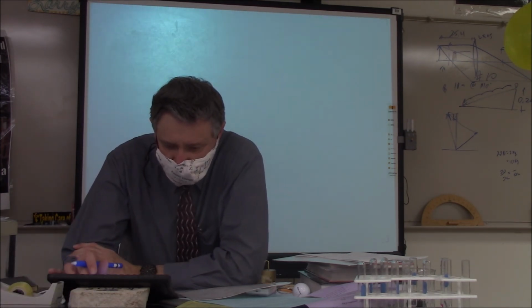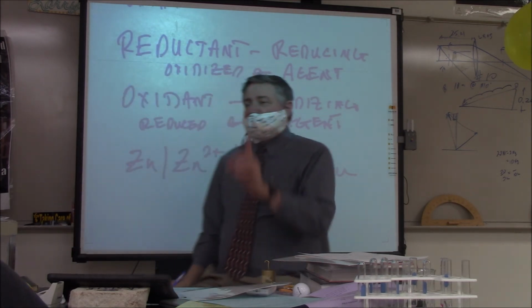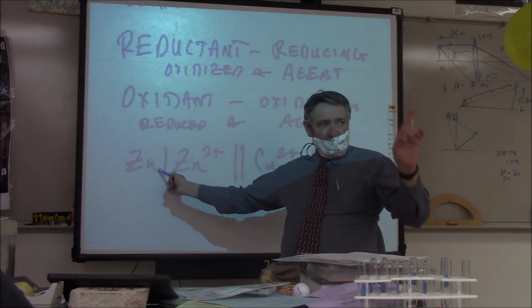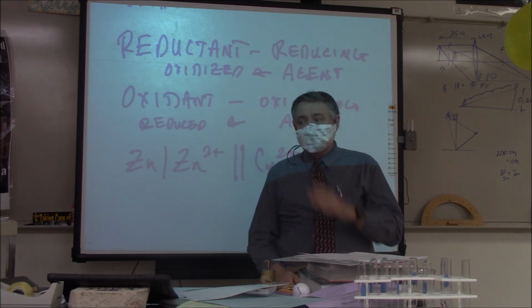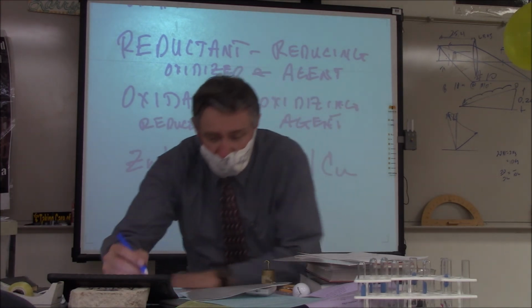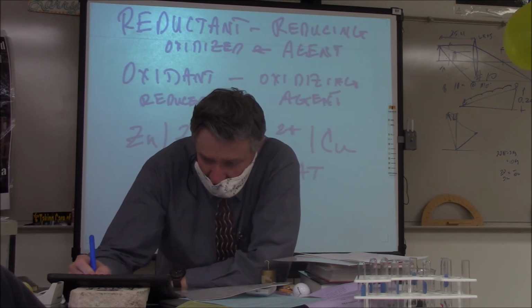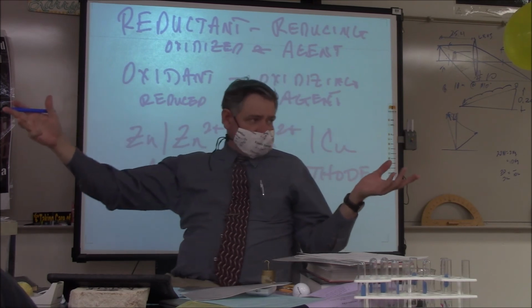Okay. So what we did in the standard line notation, here's what happened. Was the zinc my anode or my cathode? Anode. Why? Because it was oxidized, because the zinc gave up its electrons, right? So this is what's happening at the anode, and this is what's happening at the cathode. This is just a shortcut way of drawing out these cells.